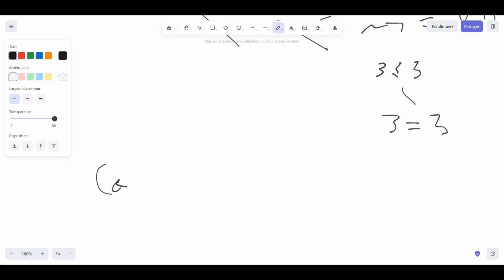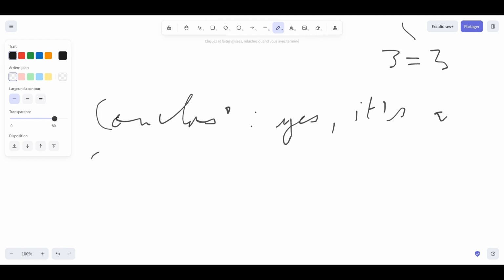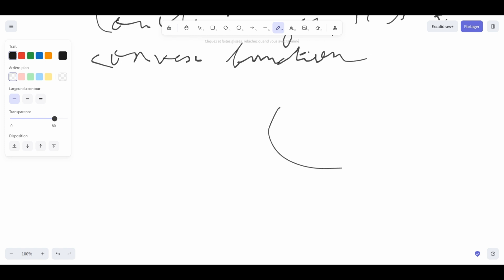So conclusion: yes, it's a convex function, because that's the question. But you can even say it's also concave at the same time, and we have a particular case, but yeah, it works. And so we just proved our convex function, and that's it for this video. We just finished our proof, and that's done.